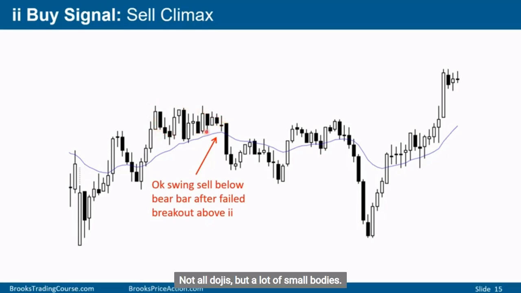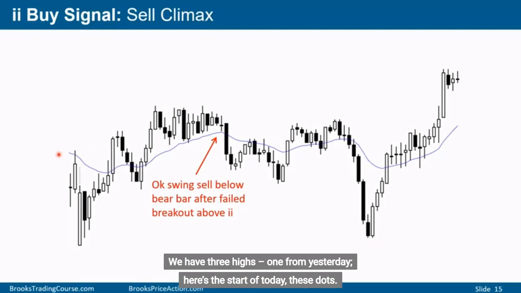Not all dojis, but a lot of small bodies. It's really not very good trading. But you could argue a wedge top. We have 3 highs, 1 from yesterday. Here's the start of today, these dots. So 1 high, 2 highs, 3 highs, and then a triangle. You can call it a triangle. You can call it a tight trading range.